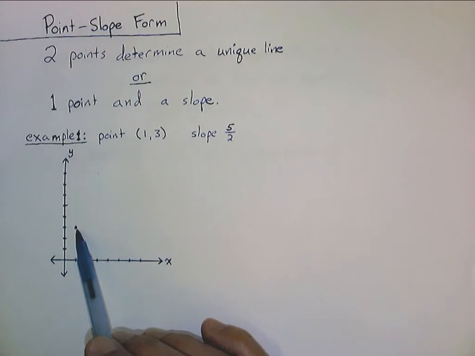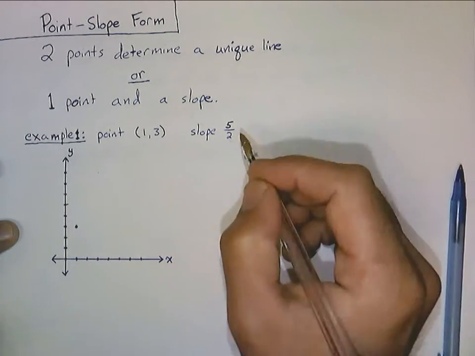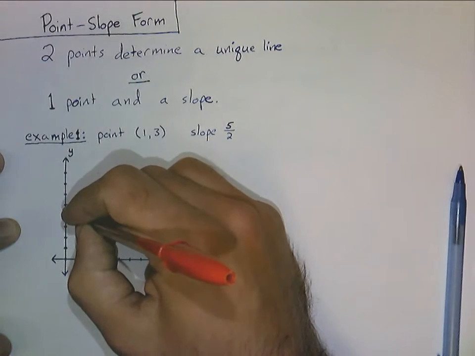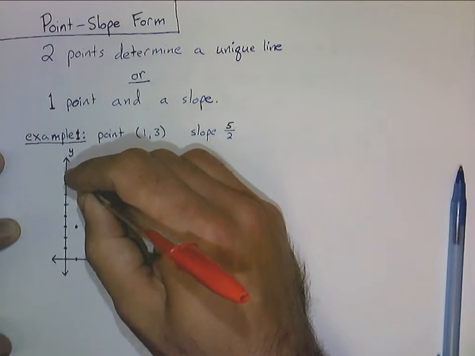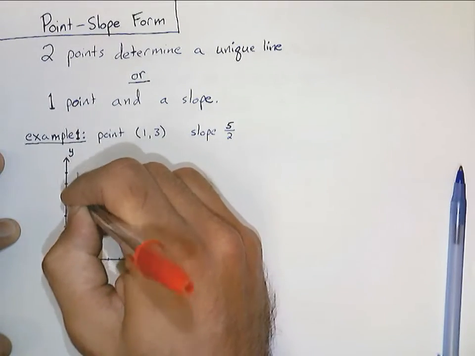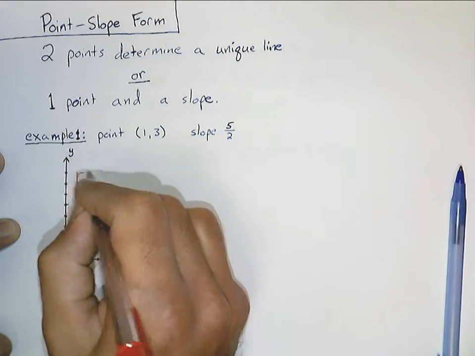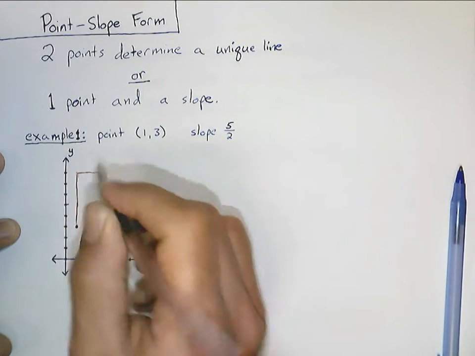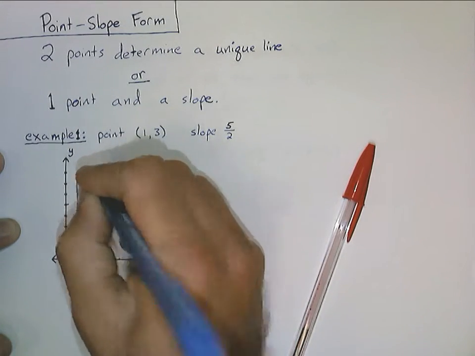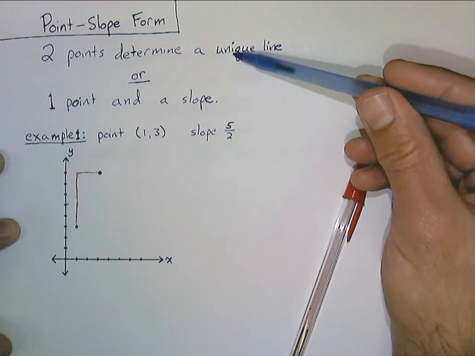Here's the point (1, 3), and then if we follow the slope of 5 halves, that's a rise of 5 and a run of 2. Let's see here, 1, 2, 3, 4, 5. We rise 5. And then we run 2, 1, 2. We're going to end up right here at a second point. Amazing, right? So 1 point and the slope really gives us 2 points.